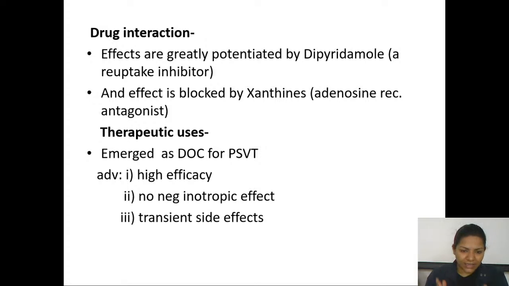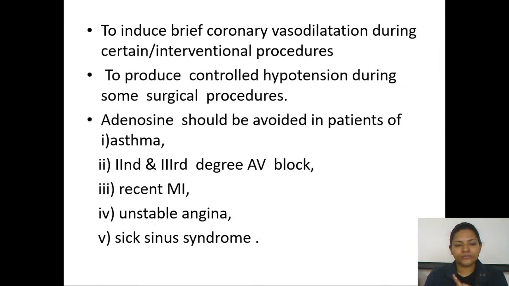Now, therapeutic uses: as I told you earlier, it is the drug of choice for PSVT. Now, what made it the drug of choice for PSVT? First of all, it is very efficacious in patients of PSVT. There is no negative inotropic effect, and whatever side effects occur are very transient. Also, this drug is used to induce brief coronary vasodilation during certain interventional procedures, and to produce controlled hypotension during some surgical procedures to allow less loss of blood. So we basically induce a controlled hypotensive state so that there is less blood loss.